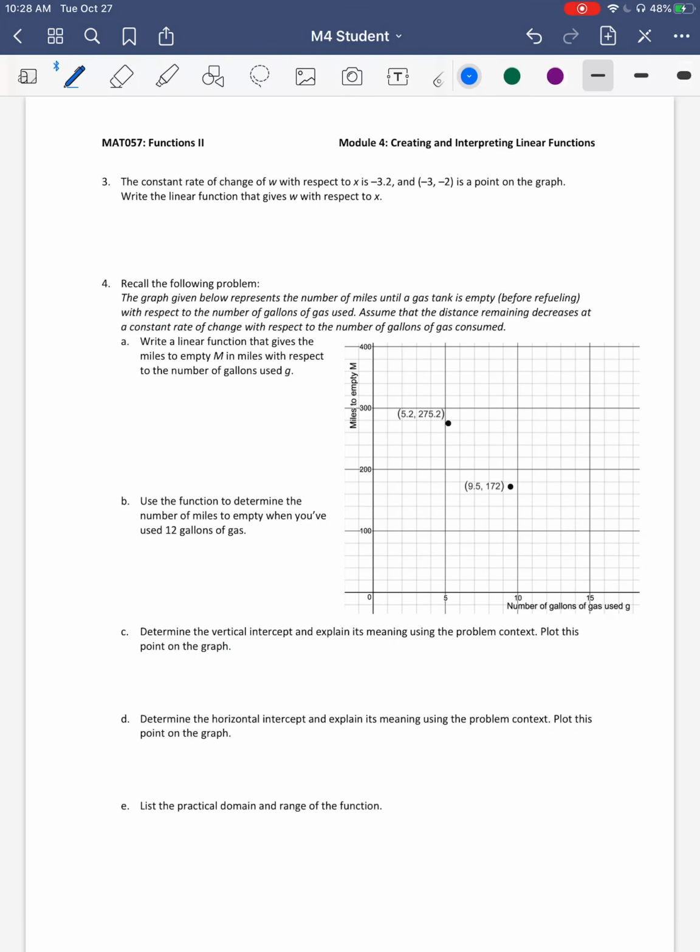Question number 3 says the constant rate of change of W with respect to X is -3.2, and (-3, -2) is a point on my graph. So remember when it says something like W with respect to X, this is saying output with respect to input. So we know that my formula is going to be W equals something. So my CROC is -3.2.